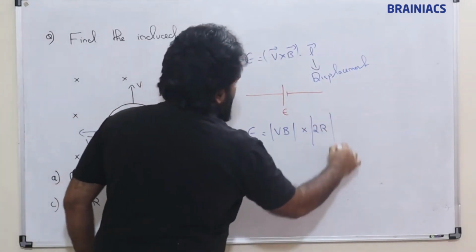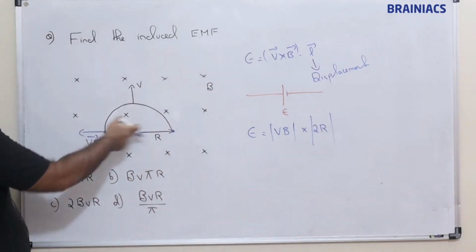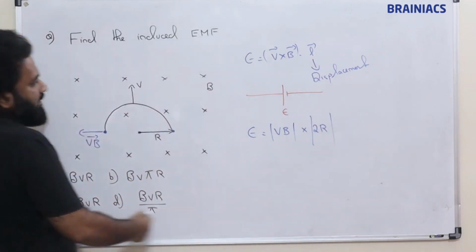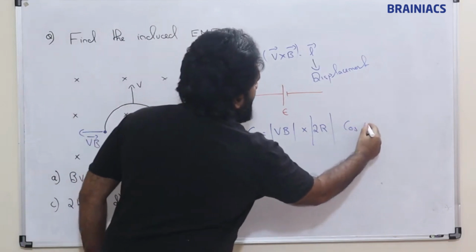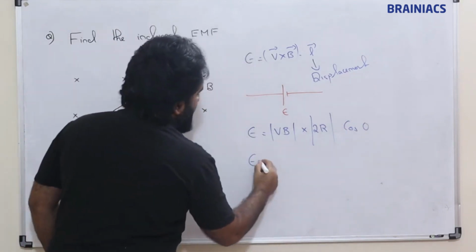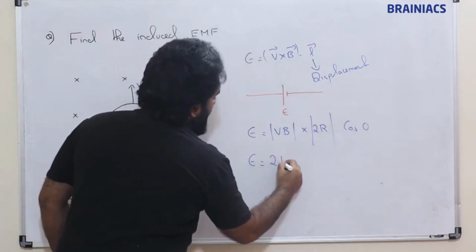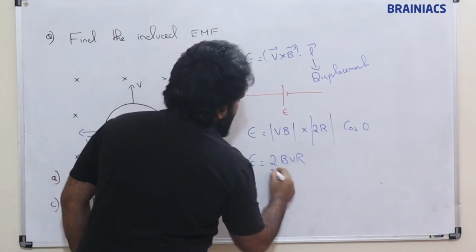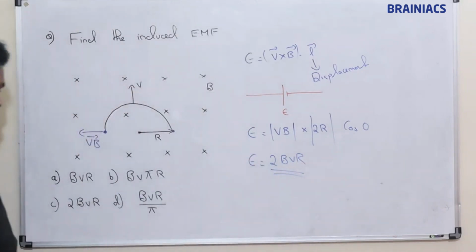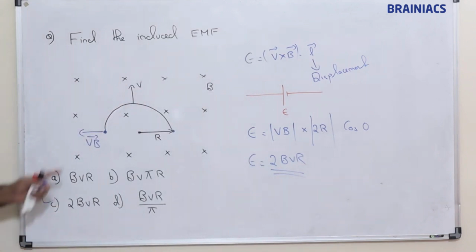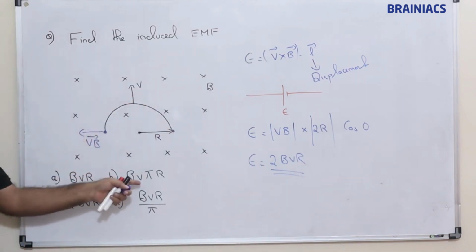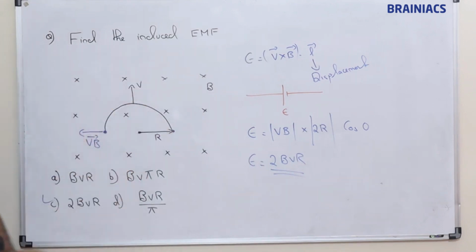So okay, and I am considering the direction of L vector as this. So this is going to be cos 0. So EMF is equal to what? 2 BVR. Okay, so this is the answer. If you take pi r, that option also will be here. This is wrong.